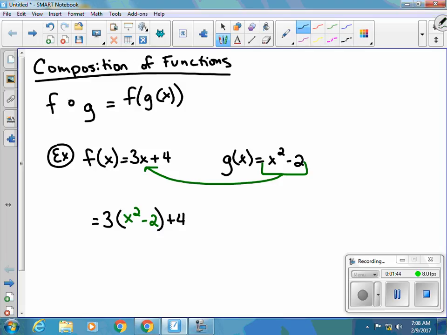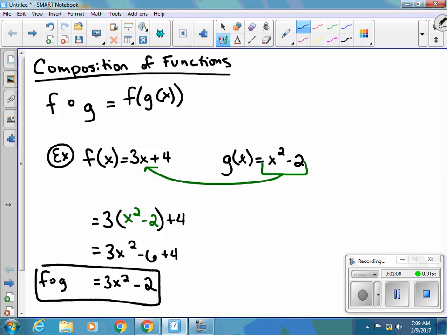plus 4. So it's kind of like a system in which we use substitution in order to solve for a variable, except we only have one variable. So now we've got 3x squared minus 6 plus 4, and we simplify to give us 3x squared minus 2. And that is our composition of functions. Now, you could go the other way and vice versa.